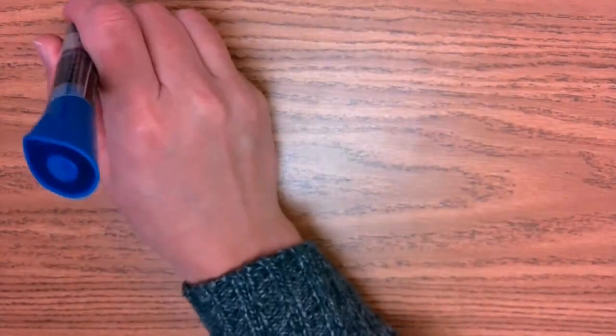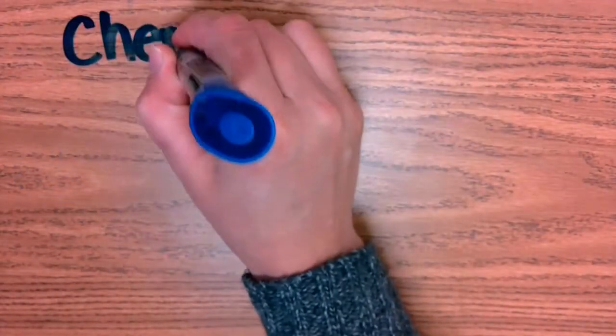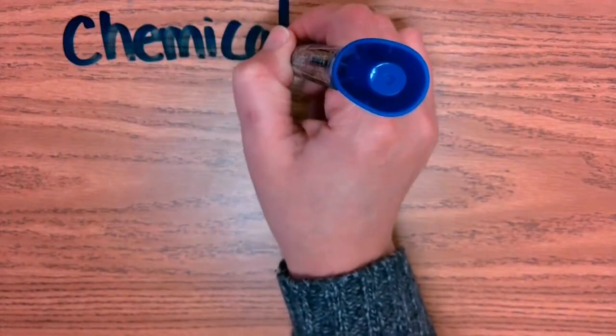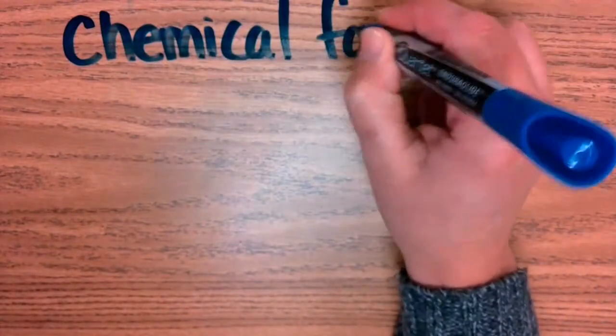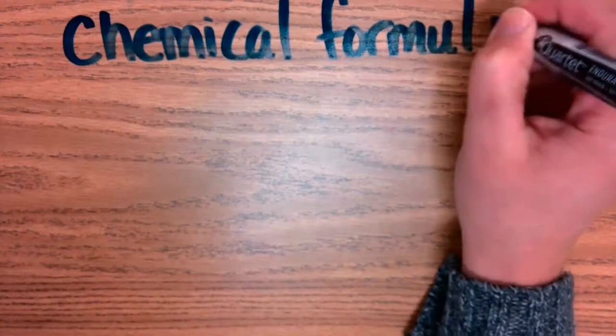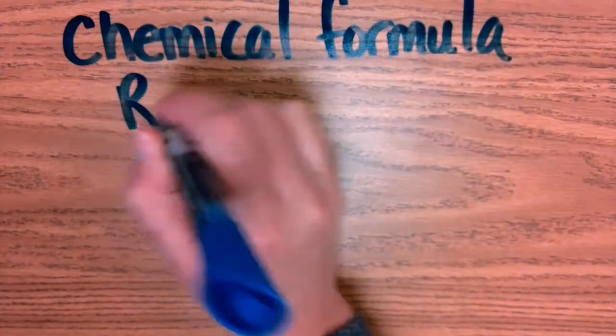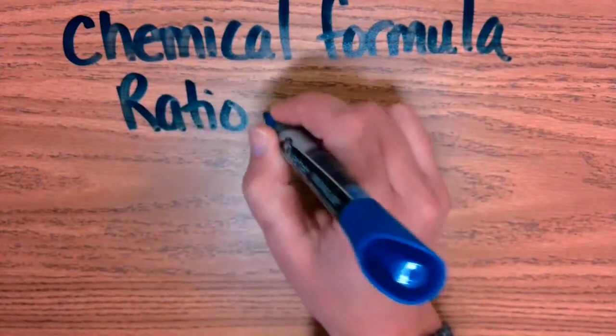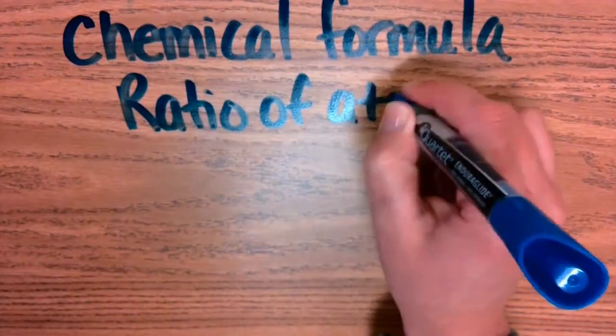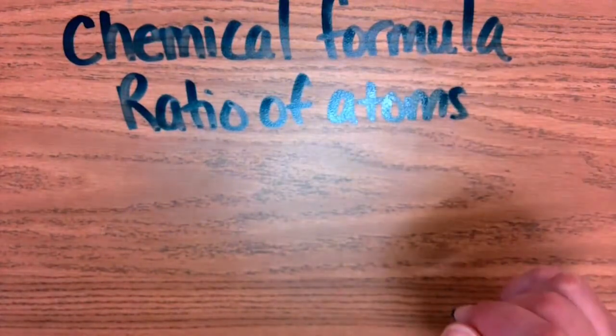Okay, we are going to be looking at how to count atoms in a chemical formula. A chemical formula is really simply just the ratio of atoms in a compound.